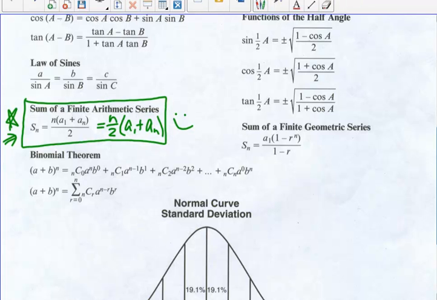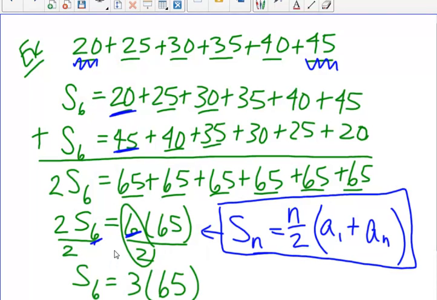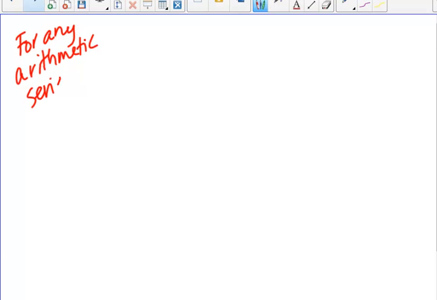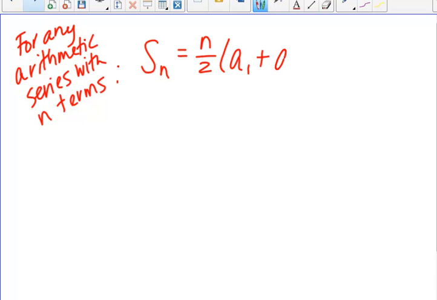Okay, so let's continue with this a little bit. So to be clear then, for any arithmetic series with n terms, I'm just going to write this again, to help get this in your brain. S sub n is equal to n over 2 times the sum of the first and the last term. Now, sometimes you're going to know what that first and last term are, and other times you won't.